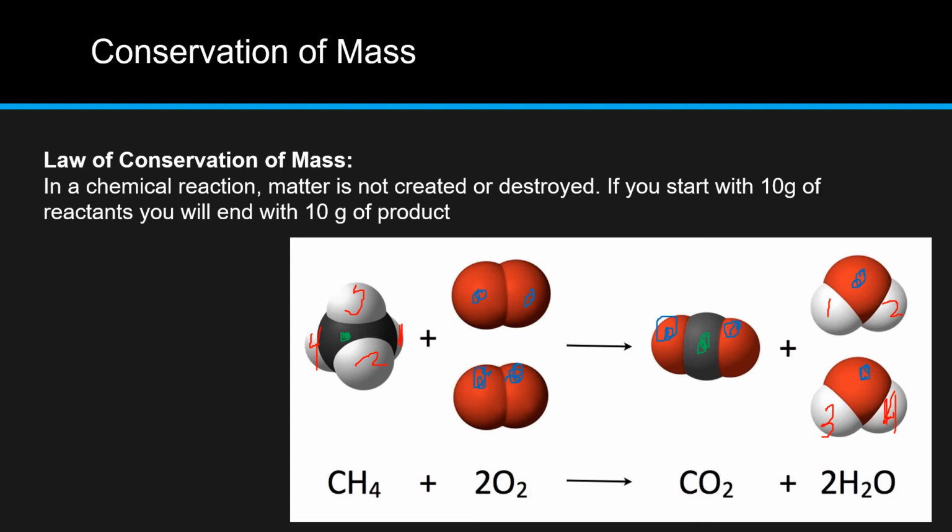We have exactly the same amount of molecules. This is the law of conservation of mass. In any chemical reaction, we cannot create or destroy it. We just simply rearrange them. So if we start with 10 grams of reactants, we have to end with 10 grams of product.